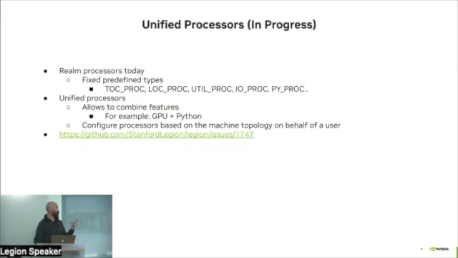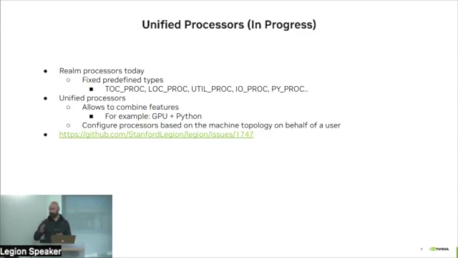Now, there is a concept of processors within Realm, like a latency processor, which is CPU, or a throughput processor, or the Python processor. So you can run your task on the GPU processor or on the Python processor, but you can have a combination of both.